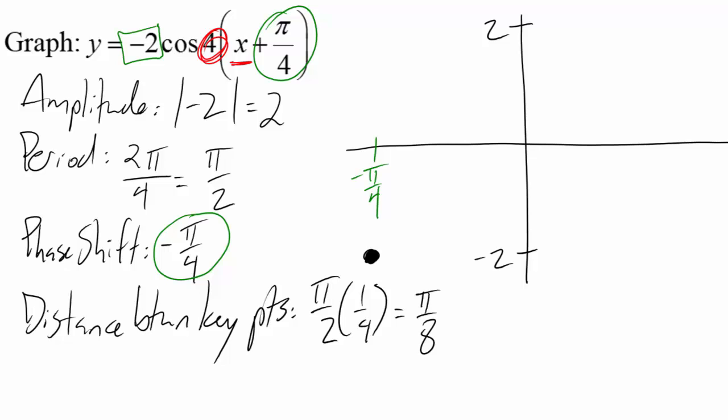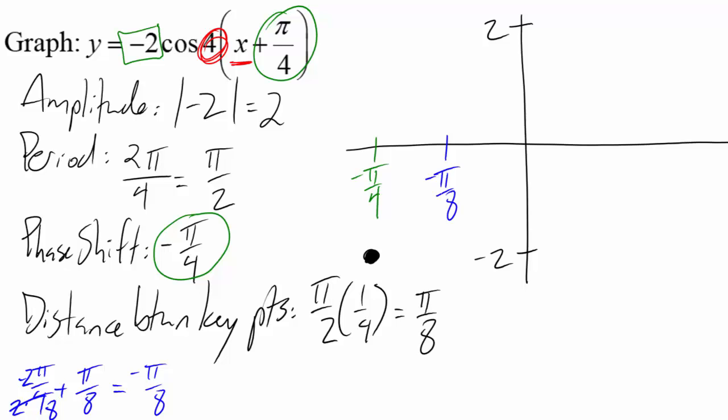But now we need to find the remaining key points. We're going to do that by taking that negative pi over 4 and adding our distance between points to that, which was pi over 8. Now, to get these two fractions to add together, we need to find the common denominator, which is going to be 8. So we would multiply the top and bottom of that first fraction by 2. So we have -2 pi over 8 plus pi over 8 to give us negative pi over 8. So that's going to be our next value in our graph.